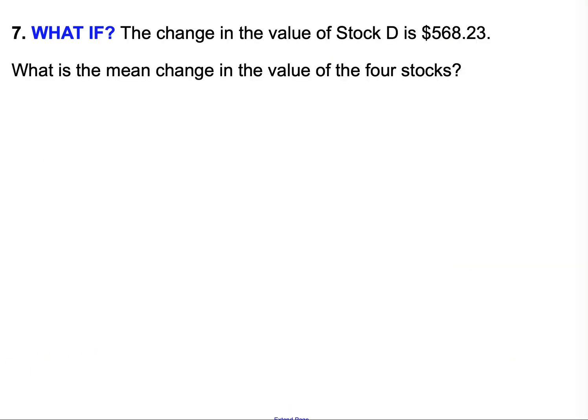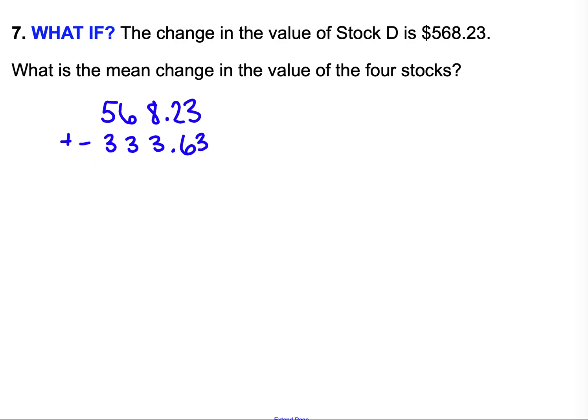All right, for our last one here, it says, what if the change in value of stock D is $568.23? What is the mean change of value of the 4 stocks? So I'm going to get it set up for you, and then I'll have you try it on your own. So we have here $568.23 that we need to add to our total from the last one, which was at negative $333.63.